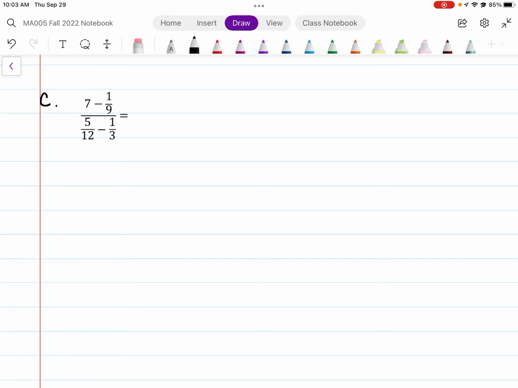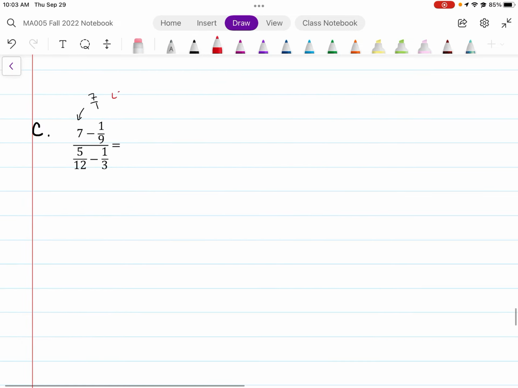All right, so the top is 7, which is just 7 over 1. What's the least common denominator of the top then? So the least common denominator is just 9. Okay, so how do I change 7 over 1? So let's write that down. So let's change it to 7 over 1. And then I'm going to say minus, I'm just going to say 1/9. I'm not even going to use a long bar because I know it's 9.